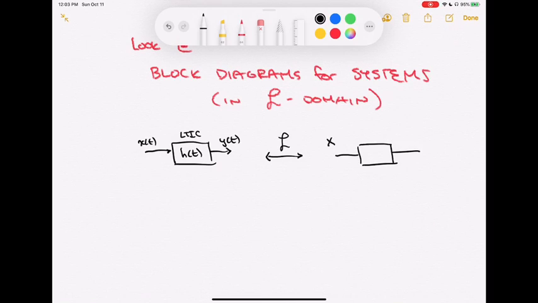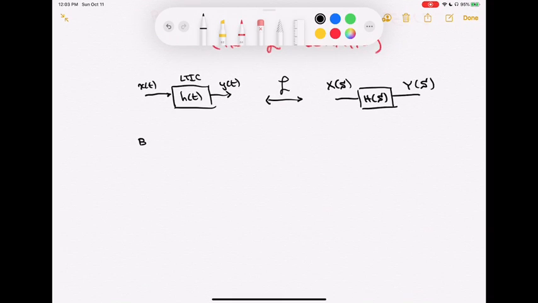It's just now instead of x of t, I get x of s, and instead of y of t, I get y of s. And we know that the transform of the unit impulse response, h of t, is just the system function or the transfer function, h of s. So the transform domain equivalent for the basic time domain input-output block diagram is identical in appearance. We just change our time domain expressions to transform domain expressions. Now, there are some basic configurations in how we hook up blocks.